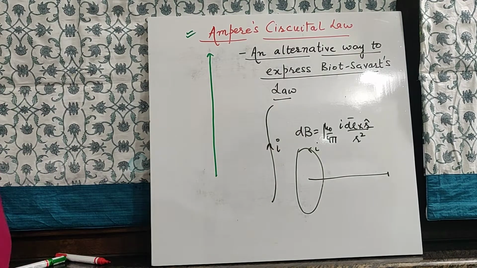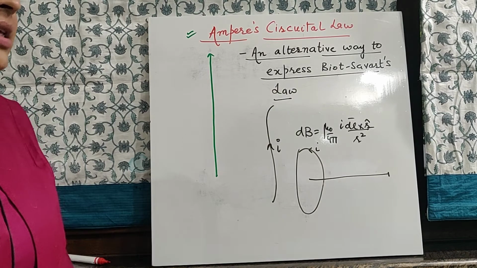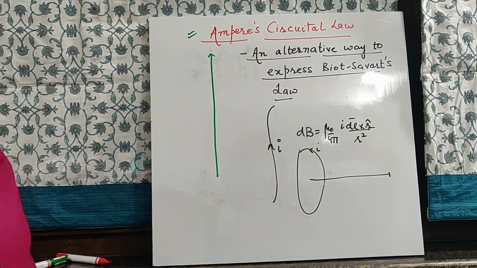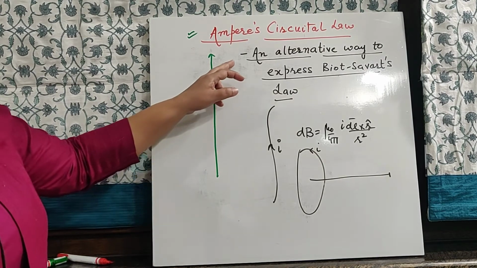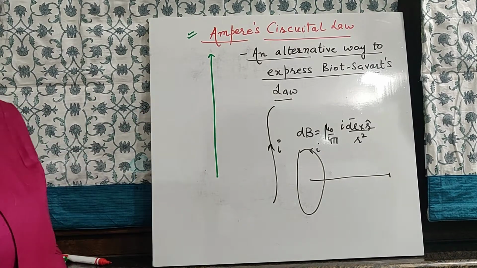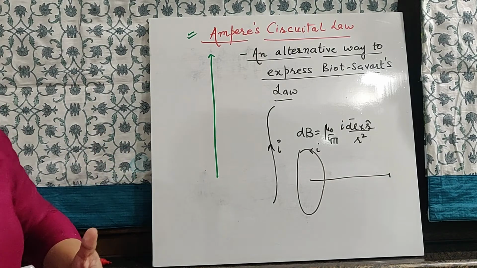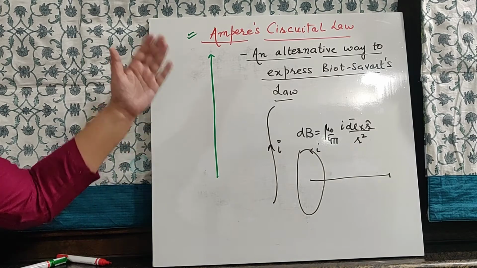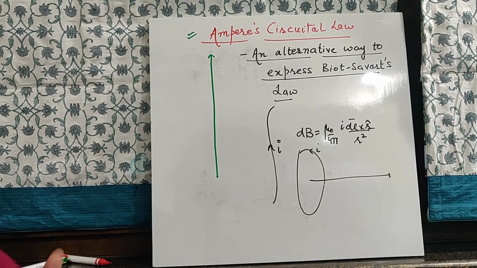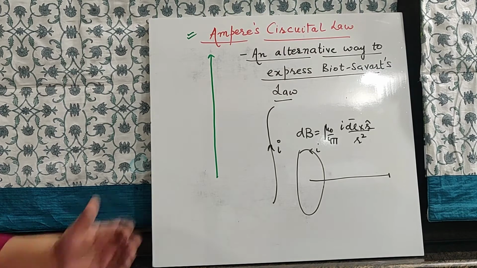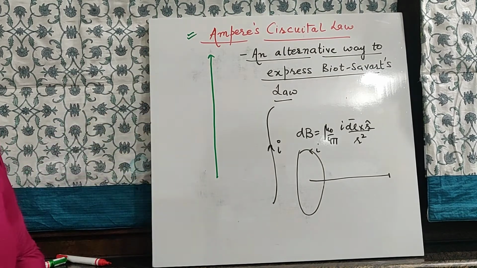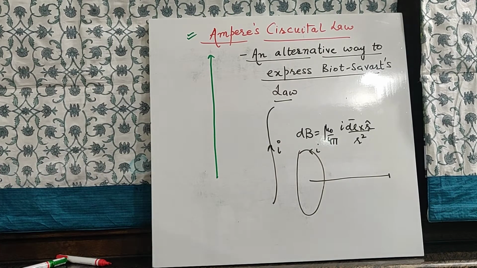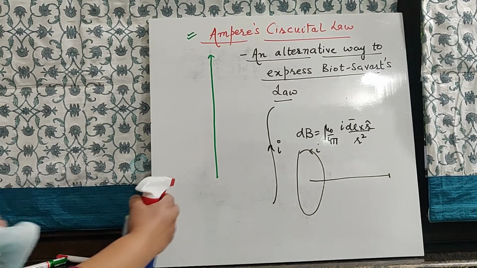But using Biot-Savart's law is a little tedious process, and there is another law which is known as Ampere's circuital law, and it is an alternative way to express Biot-Savart's law. It makes the process of finding out the magnetic field at any given point simpler for any given configuration in which the current is flowing. So now we will be learning how to use Ampere's circuital law and what exactly Ampere's circuital law is. So I am just erasing it.